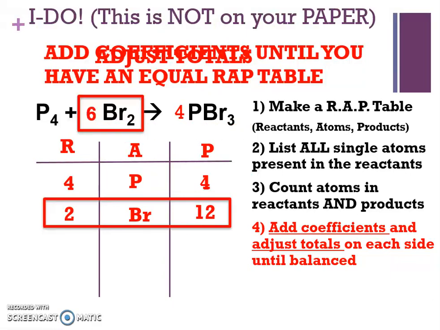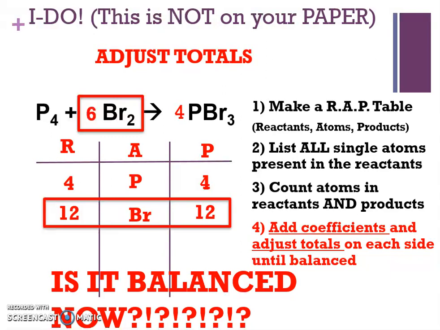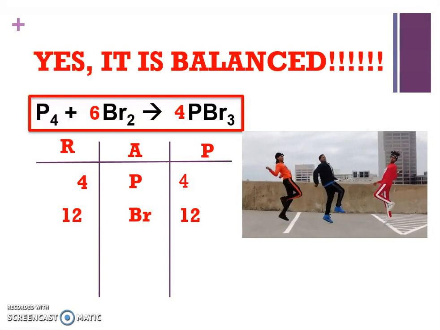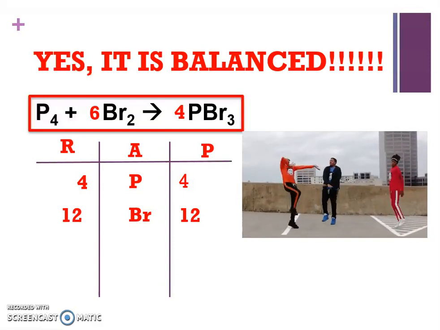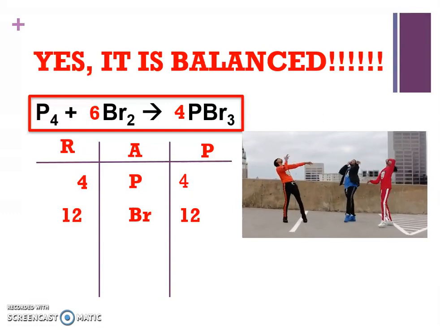We adjust our tables, our totals. So it's no longer 2, it's 12. Ooh, is this equation balanced now? Guess what? Yes, it is balanced. That is our balanced equation right there. P4 plus 6Br2 gives us 4PBr3. It's balanced. Turn up.